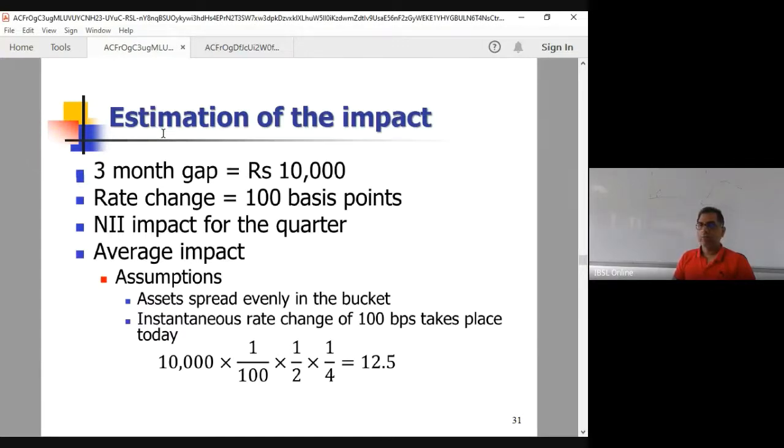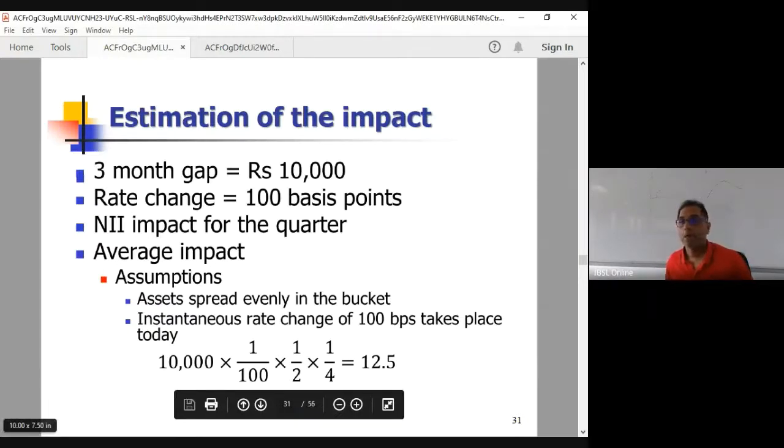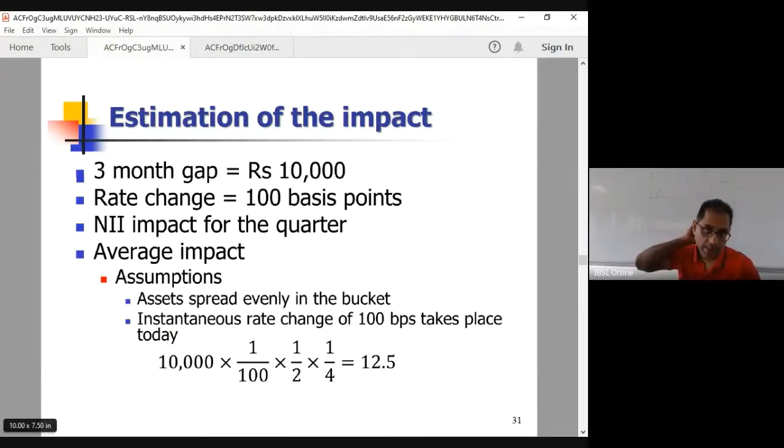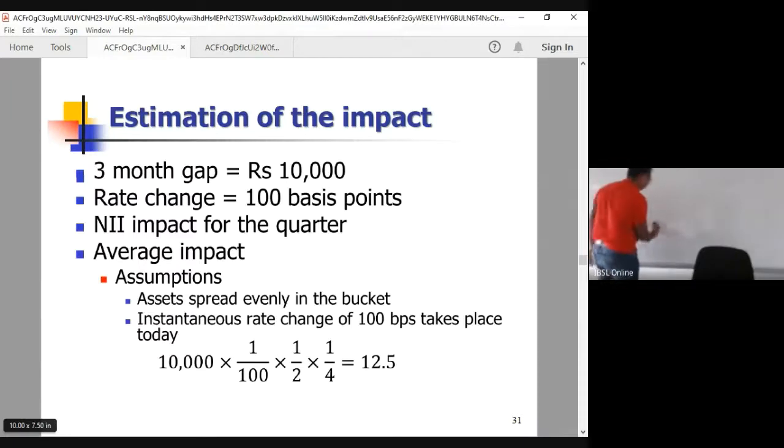Okay, so what we are doing here is looking at a scenario where there is 10,000 rupees. I'm on slide 31. The rate change is 100 basis points, so 1%. And we are looking at the impact on a particular quarter. So the 3-month gap we are talking about is 10,000. Basically, you've looked at assets and liabilities for that particular 3-month period, and you say, look, we have a gap of 10,000 there. Yes, we have 10,000 as a gap.